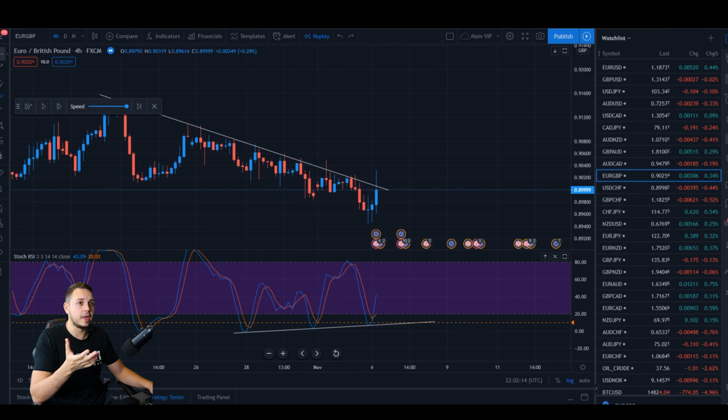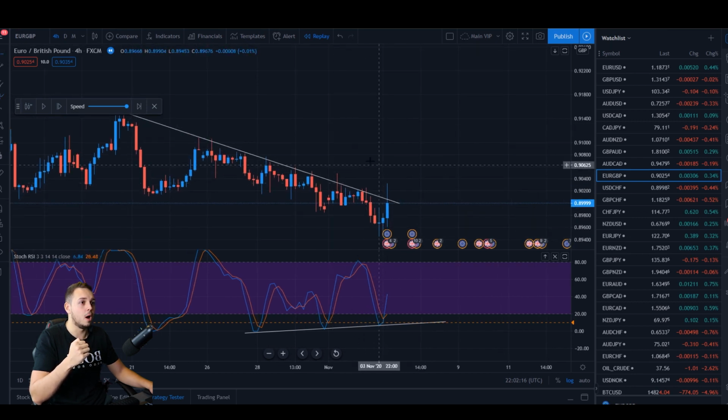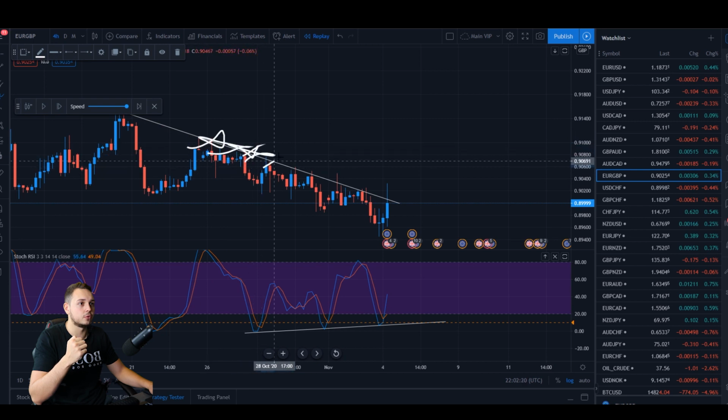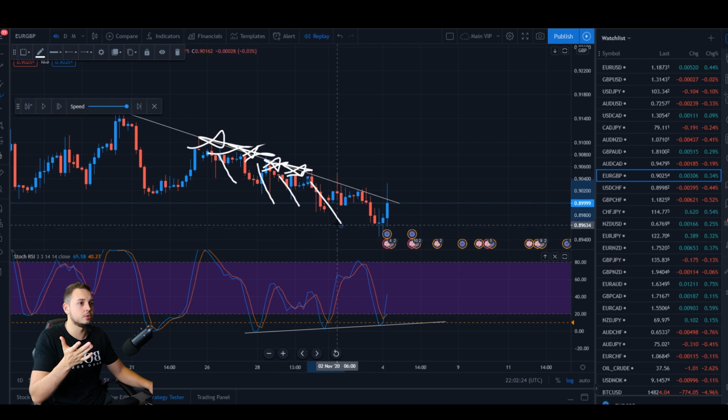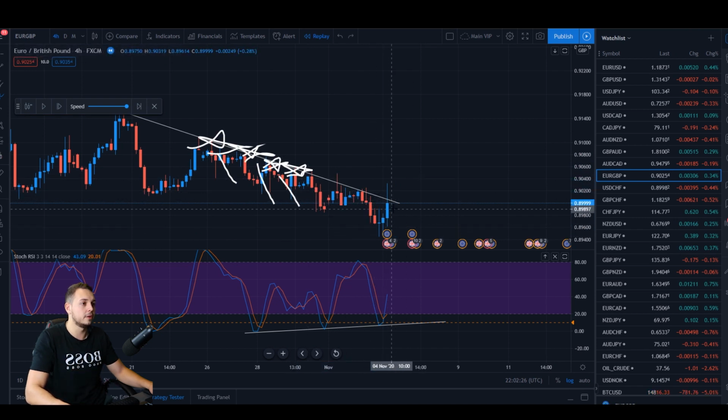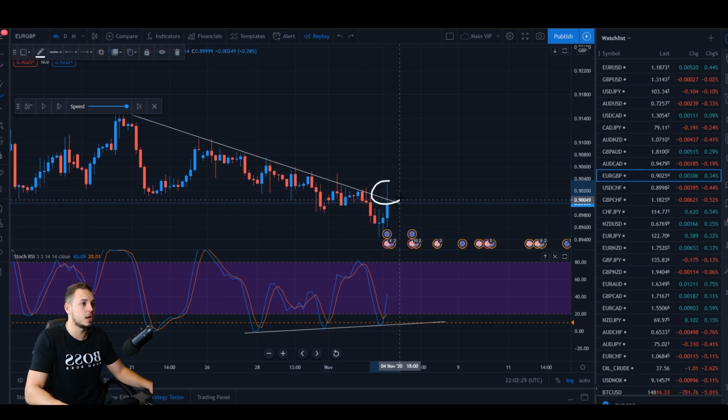So where would I enter this trade? It's simple. I would wait for this break of the trend line. As you can see, this trend line was respected multiple times. Every time it touches, it shoots down, shoots down, shoots down. Now we're seeing a very big bullish candlestick.